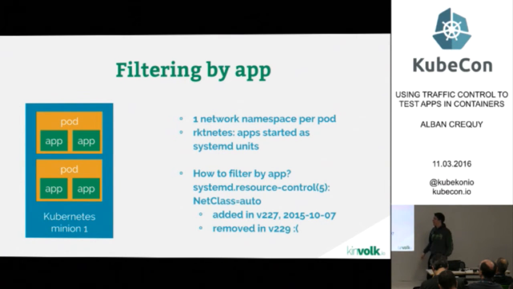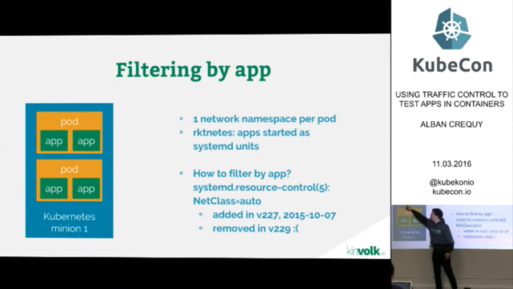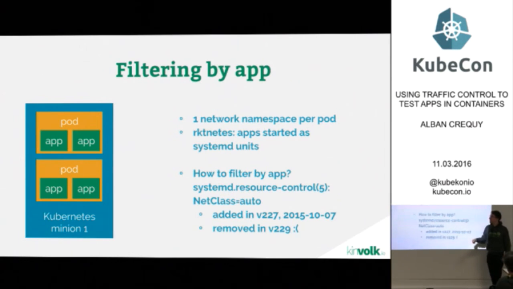So on Kubernetes, when we have one pod with several apps, all the applications in the pod are running within the same network namespace. We have one network namespace per pod. When we use rkt, with rkt, each application in the pod is started by a systemd unit, and I would like to be able to say that an application has some properties with some latency, which is different from this one. But actually, since all the applications in the pod are running in the same network namespace, they have the same network interface, and they have the same queuing discipline.